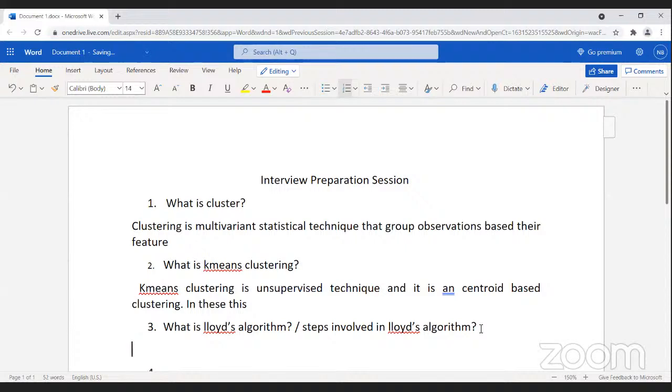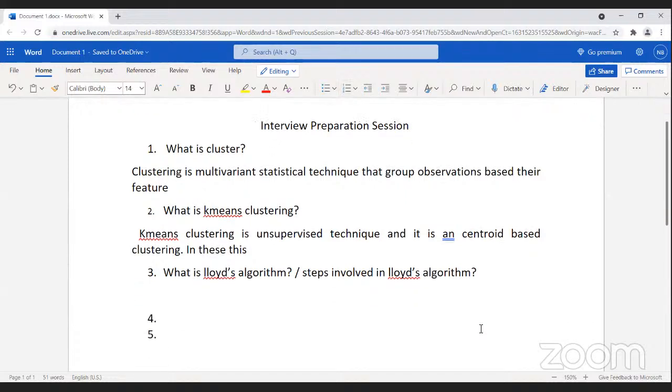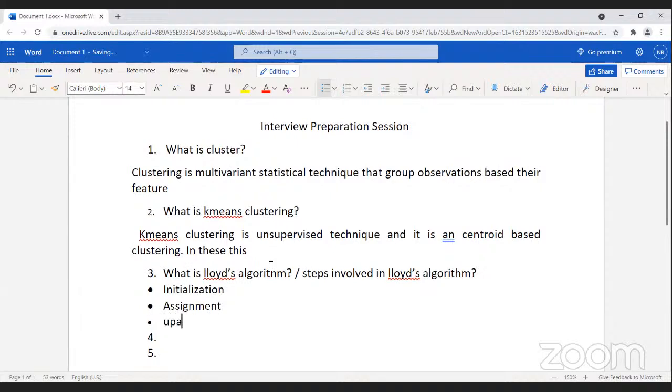Okay, Lloyd's algorithm is nothing but whatever we are doing in k-means clustering, the procedure that we follow is Lloyd's algorithm. Lloyd's algorithm involves 4 steps. Step 1, initialization, how the clusters should be initialized. Next is assignment, and next would be update. What we should update? We should update the centroid.